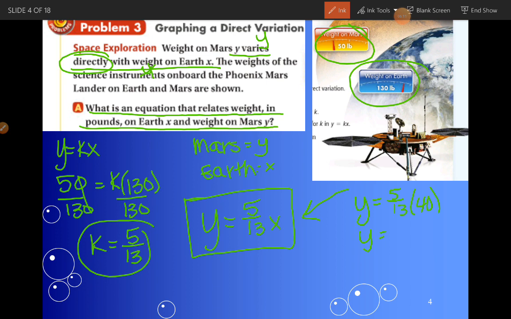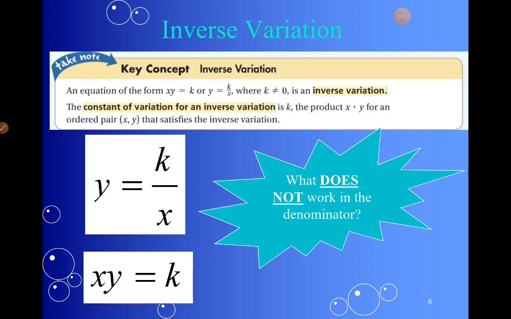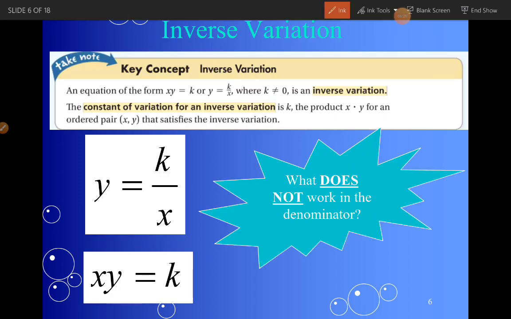And I can solve this. And I can find that on Mars, my dog would weigh about 15.4 pounds, which makes sense because there's less gravity on Mars. Okay, so let's also talk about inverse variation.